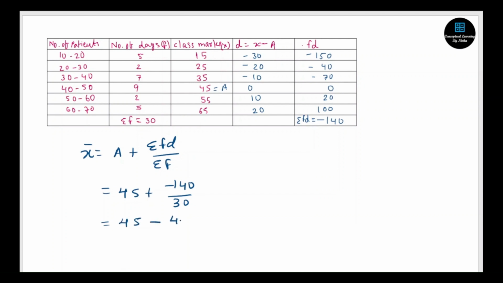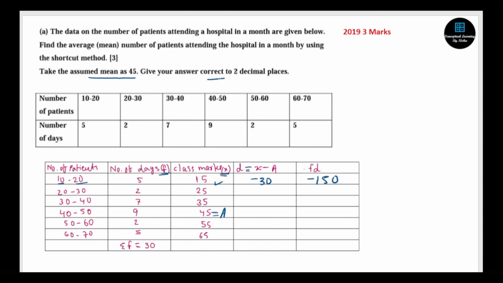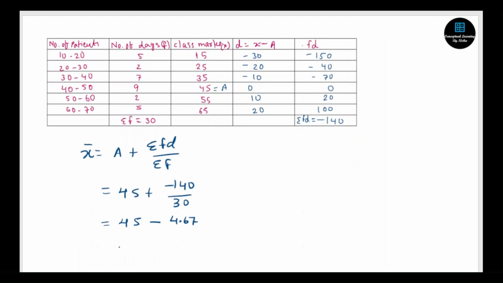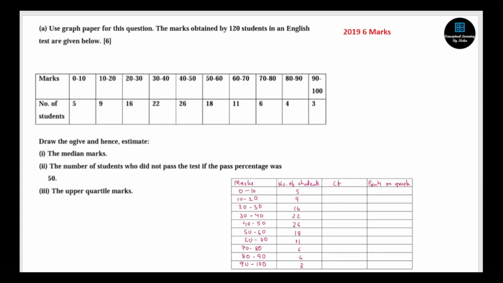Now this is 4.667. See the question: in the question, they asked us to find the answer correct to 2 decimal places, and that's why I can take this value. So mean equals, if I simplify this, 40.33 patients. So this is the average number of patients we'll get over a period of 1 week. Alright, perfect.